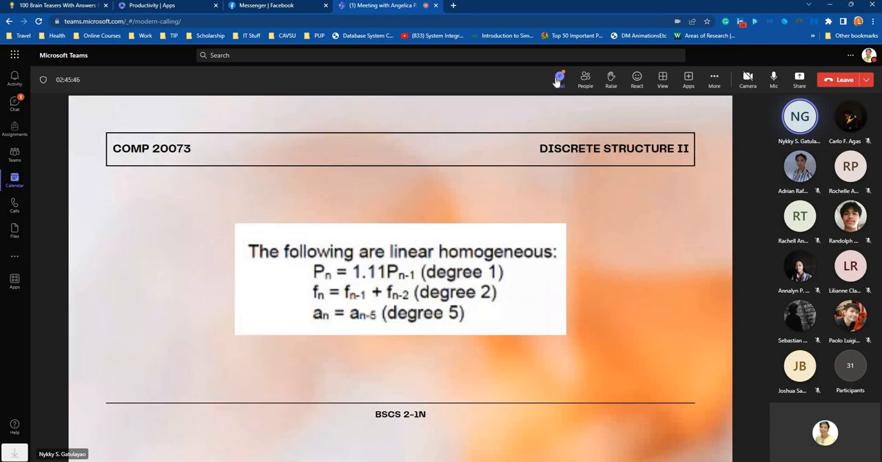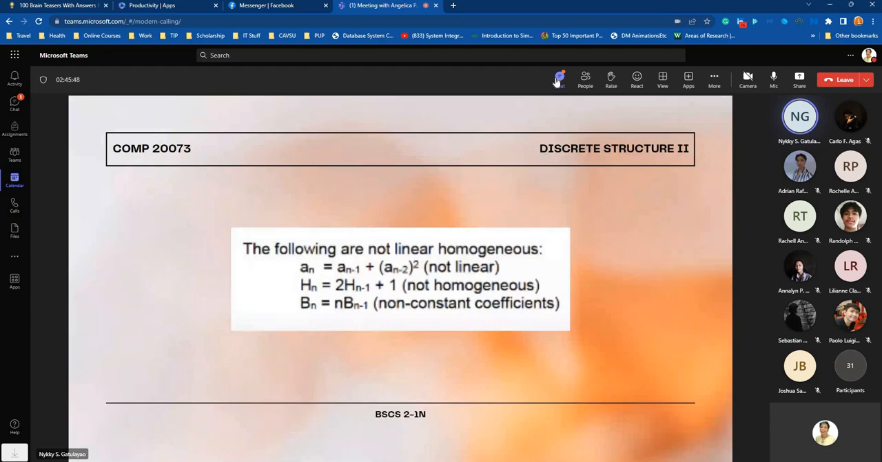For examples of not linear homogeneous with constant coefficients: the first one is not linear because of the squared a_{n-2}, since you cannot square a term. The second one is not linear homogeneous because of the plus 1. Homogeneous means only terms of the sequence are involved. And the last one is linear, but it does not have constant coefficients because of the n before b_{n-1}.